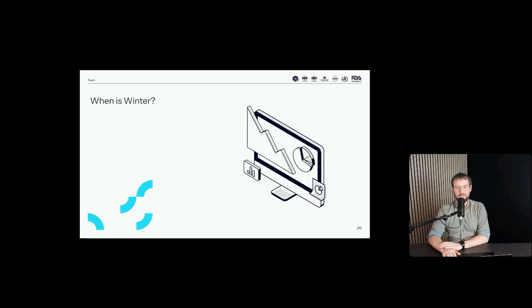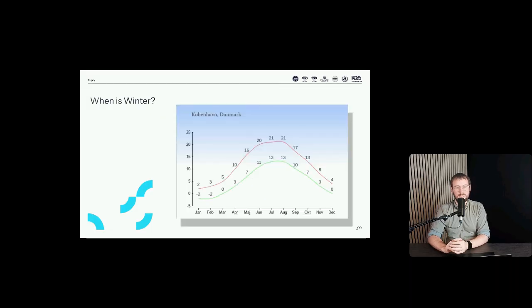So the first question, as I mentioned, is when is winter? Winter can be a multitude of different things. Of course, the item that we're most interested in is surrounding temperature. So this is a standard mean temperature graph from Copenhagen, Denmark, where our main offices are. And as you can see, there are certainly areas where it's generally colder.